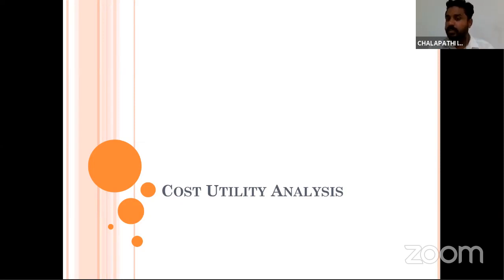Here also you will be calculating a CER, an ICER, and an IMB. The only concept is that instead of natural units as an outcome, you will be taking a utility outcome, or we call it quality of life, or any humanistic outcome. That is the difference between cost effectiveness and cost utility.